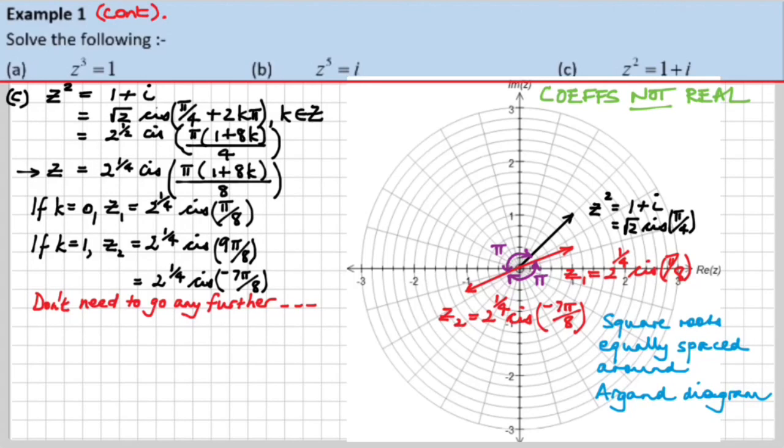And the coefficients were not real because, have a look again, this number here is not real, 1 plus i. So we're not expecting the conjugate root theorem to work. And of course it doesn't, because the roots are not real and there are no complex conjugate pairs. We've got nothing reflected about the x-axis, you see? That's how she works.